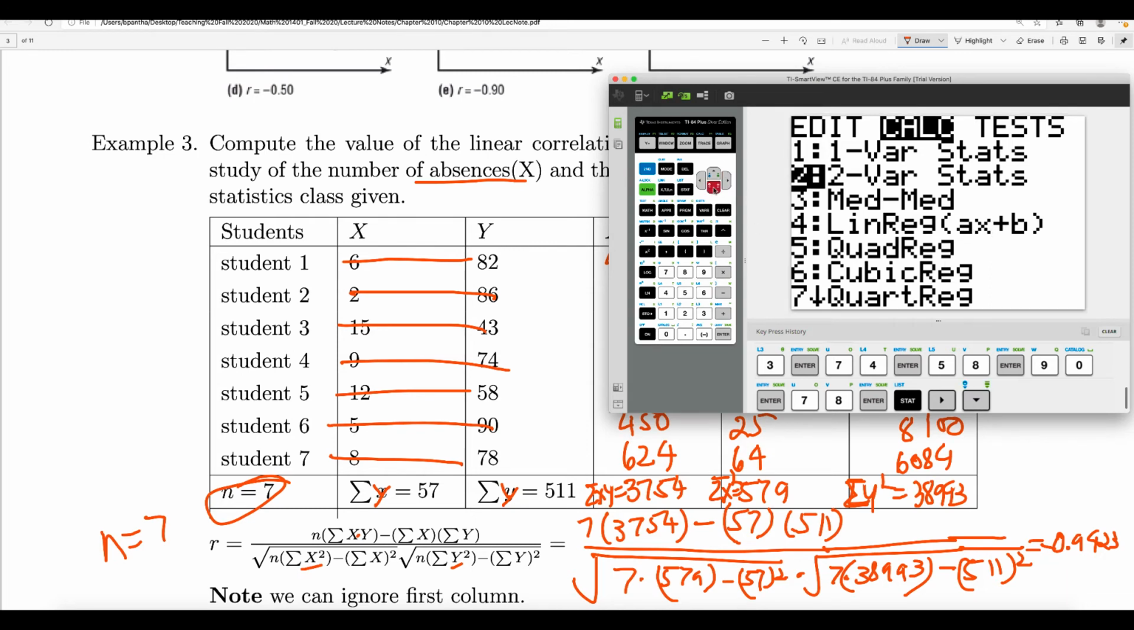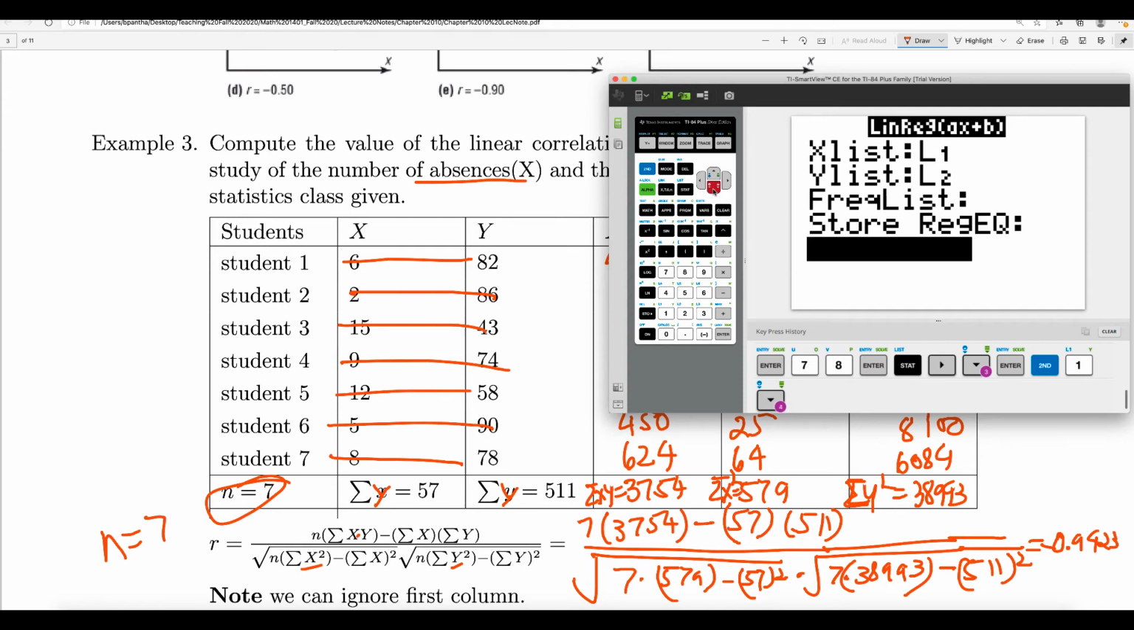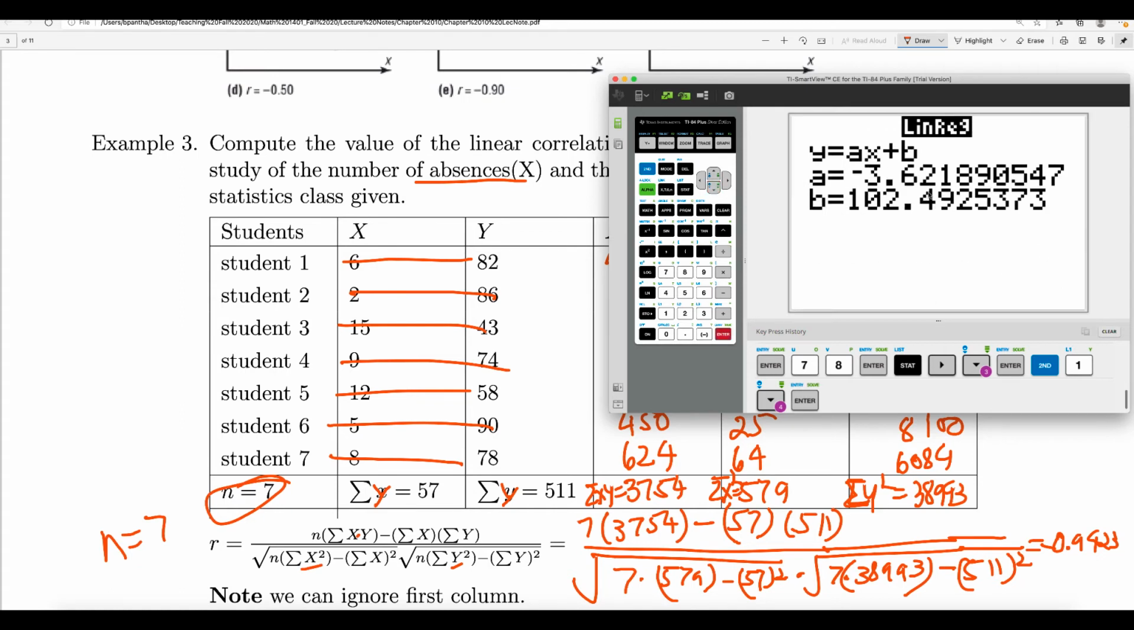Go to the number 4, and hit enter on the number 4. So where is your x list? X list is in L1, so you take second one, L1 there, and y list is in L2. Frequency list, you don't have to enter anything. Store regression, you don't need to do anything. And then you hit calculate. So this is what you get.